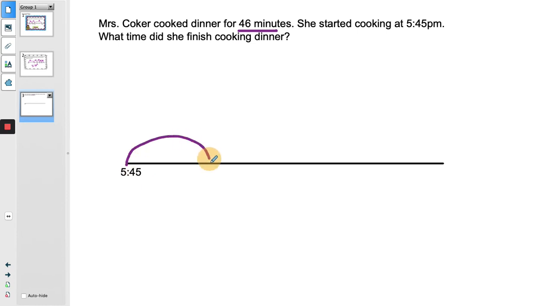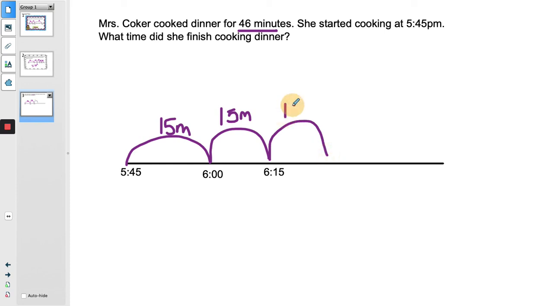So I'm going to go ahead and do a hop of 15 minutes because I know that that would get me to my next hour, and that will get me to 6 o'clock. Now, I've hopped 15 minutes. I still got to keep going. I'm going to hop another 15 minutes. 15 plus 15 is 30. So I've hopped 30 out of my 46 minutes. And so that is going to get me to 6:15. I need to hop again, another hop of 15 minutes.